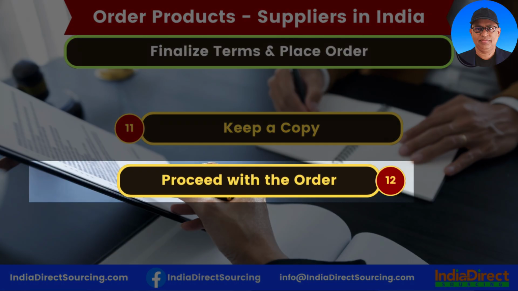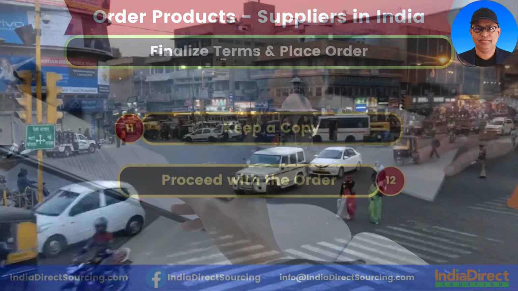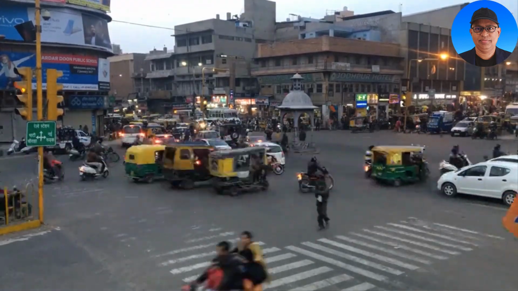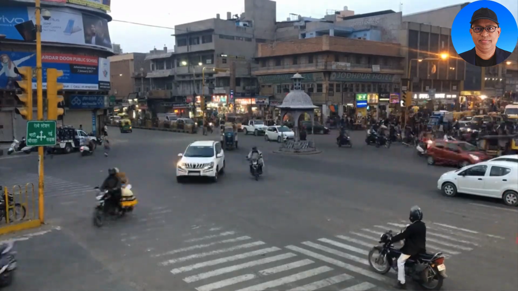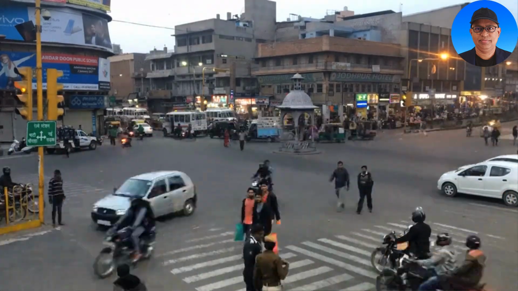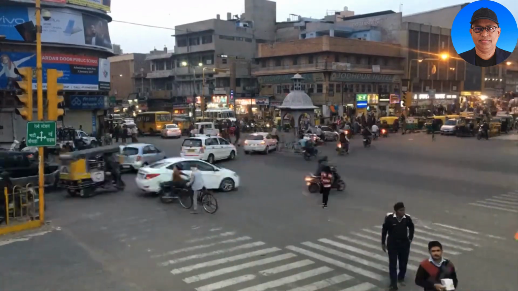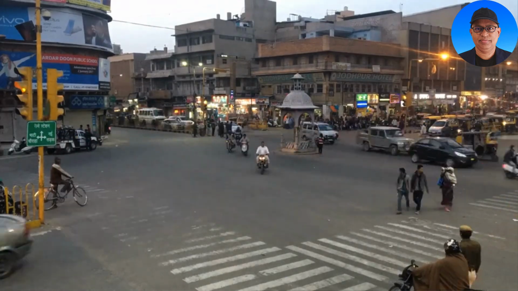Step 12 would be proceed with order. Once the supplier confirms the purchase order, you can proceed with placing the order. This is when you officially make the purchase. Remember, clear communication and understanding, again, is the key to you being successful in this business. Take your time to discuss and confirm all the details before placing the order. This helps ensure a smooth and successful transaction with your supplier in India.